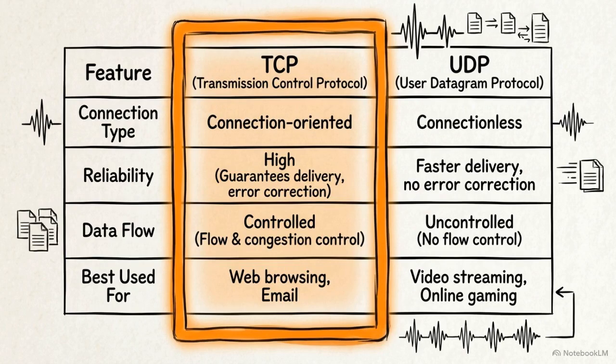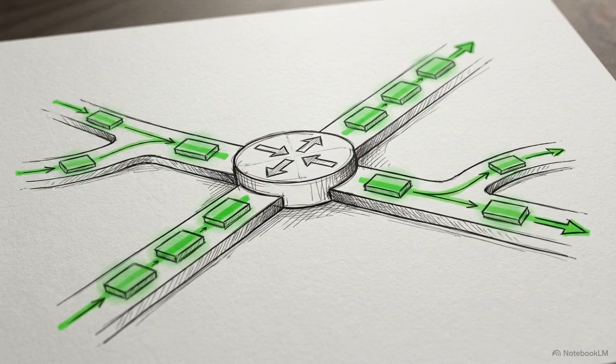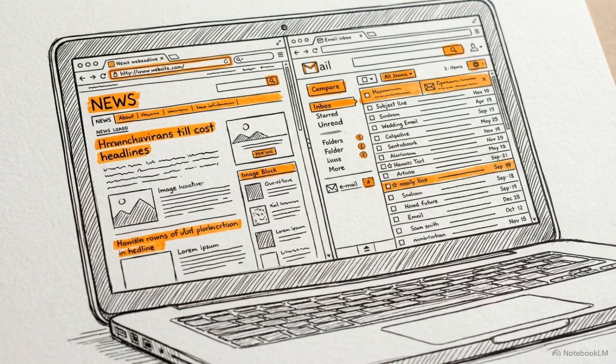Look at this matrix. It illustrates the primary engineering trade-off at layer 4, choosing between TCP and UDP for delivery. TCP, or Transmission Control Protocol, is connection-oriented. It guarantees delivery by utilizing strict error correction protocols. Because it includes flow and congestion control to manage the data rate, TCP is the mandatory protocol for high-fidelity tasks like web browsing and email, where losing a single segment breaks the file.